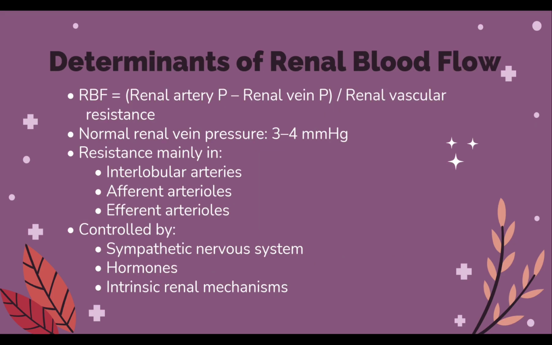So what are the determinants of renal blood flow? When we calculate the renal blood flow, we subtract the renal vein pressure from the renal artery pressure, and we divide it by the renal vascular resistance. Normal renal vein pressure is about 3 to 4 millimeters of mercury. This resistance is mainly in the interlobular arteries, afferent arterioles and efferent arterioles. So how is renal blood flow controlled? It is usually controlled by the sympathetic nervous system, hormones and intrinsic renal mechanisms.